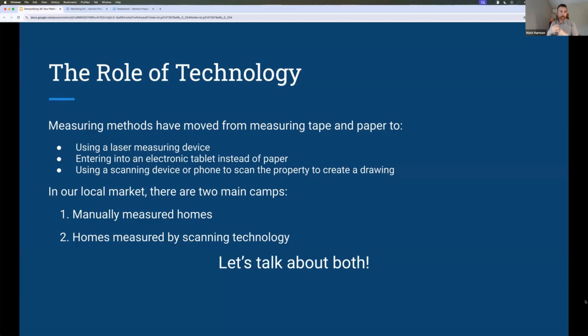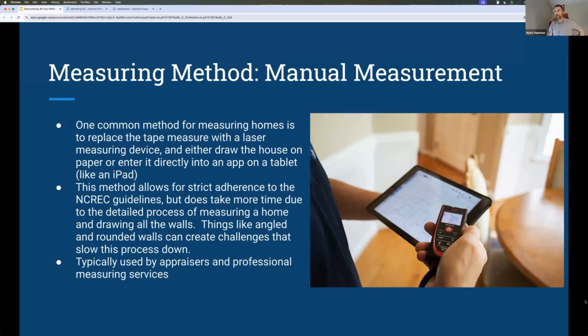But this is new. This is not the way things have always been. They certainly haven't been this way in the past 18 years for me as I've been doing this. There are manually measured homes, and then there are homes that are measured by scanning technology. So I want you to understand what both of those are so that you can recognize them. We'll talk first about manual measurement.